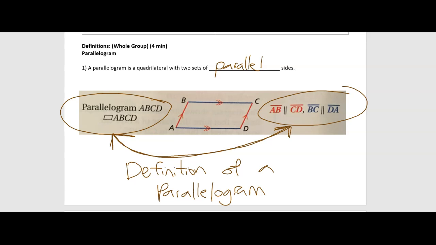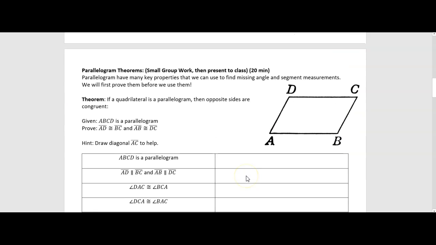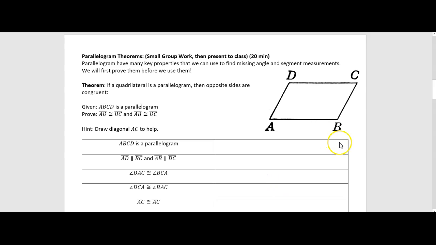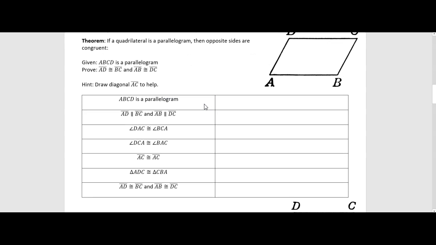One property, or actually the definition, says that they have opposite sides that are parallel, but there's also some other properties that we can show that are true for every parallelogram. Again, parallelograms have many key properties that we can use to find missing angle and segment measurements. Before we apply those, I want us to prove them, so we understand why they are actual properties.